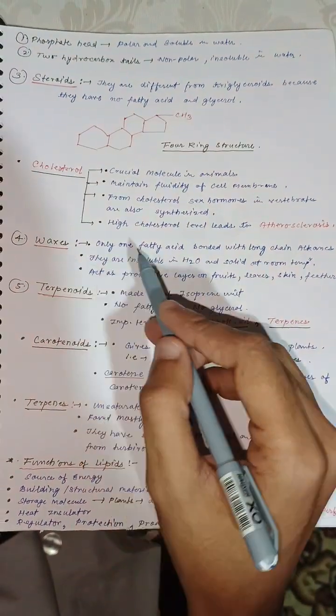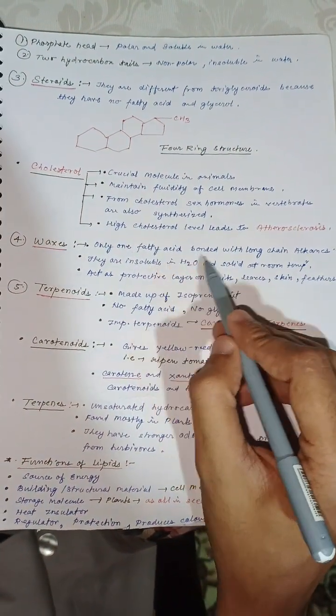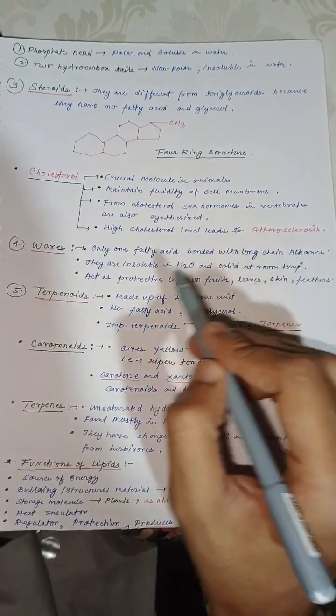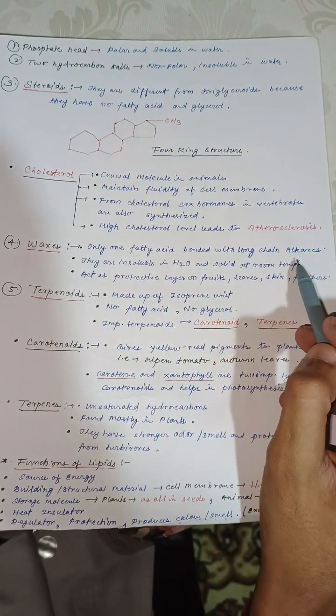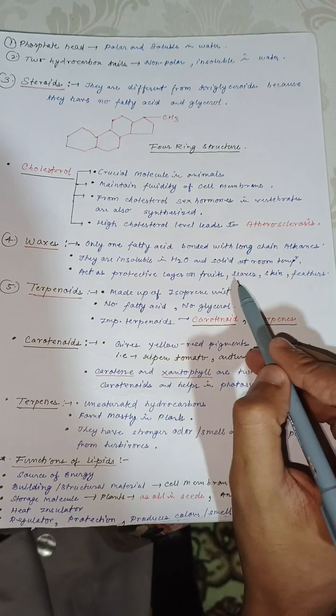Fourth one, waxes. Only one fatty acid bonded with long chain alkanes. They are insoluble in water and solid at room temperature. They act as a protective layer on fruit, leaves, skin, and feathers.